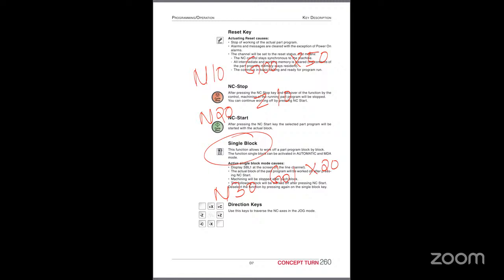If I press NC start, it will work. But I have selected single block. If I select single block and press NC start, it will run the first line only. If you want to execute the second line, you have to press NC start again. This is to verify our program. If you want to verify our program, you can use this single block option.